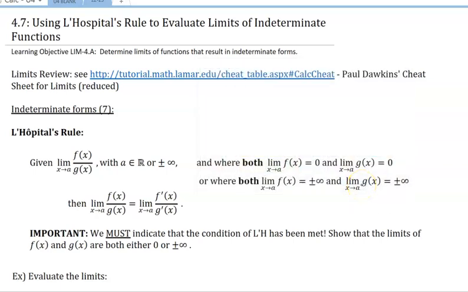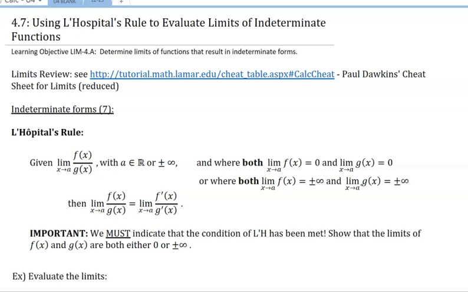In chapter 1, we looked at a lot of different methods for evaluating limits. The first thing we always try is plug the number in and hope that you get something that's not indeterminate, but frequently we did have indeterminate forms. So what we're looking at today is another method for evaluating limits that are of indeterminate forms.